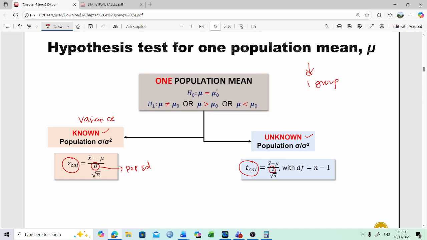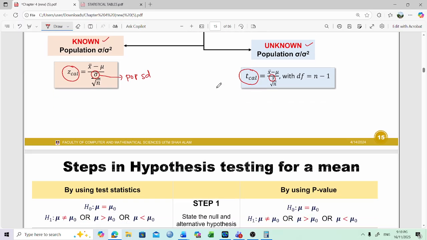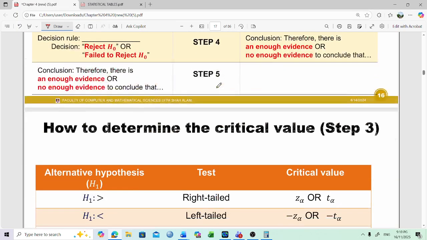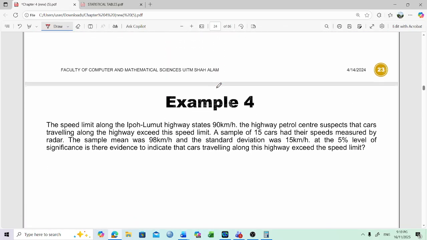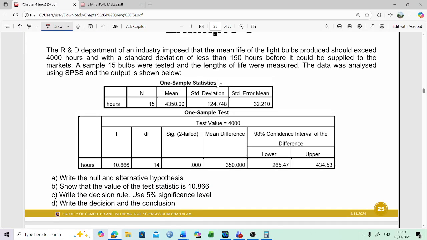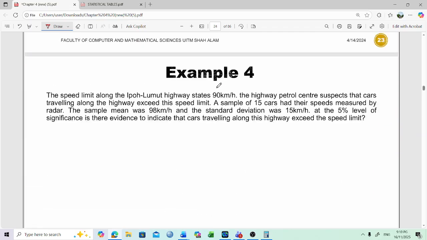If you know the population variance, you will use Z, and you will refer to the Z table. If you use T, then you will refer to the T table. To enhance your understanding, by using this formula, you can do example number 1, number 3, number 4, and example number 5. Please refer to the next video for explanation. Thank you.